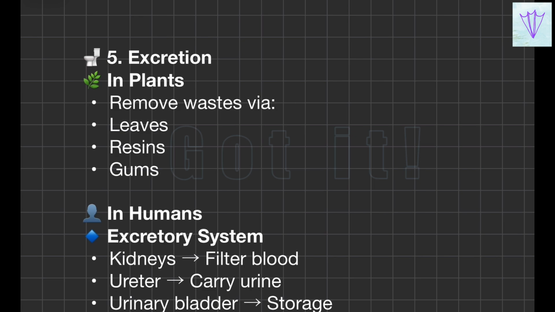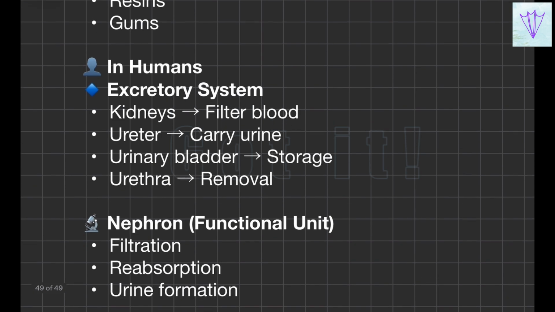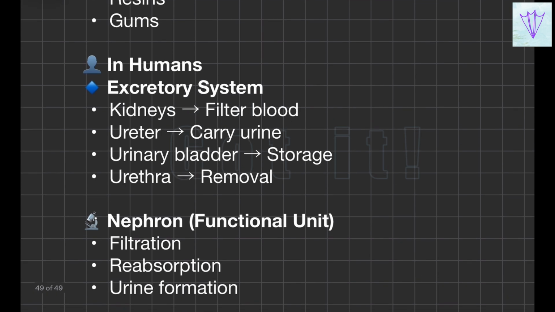Next is excretion. In plants, the excretion is to remove wastes via leaves, resins, and gums. In humans, we have a proper excretory system, which includes the kidney. The kidney is the organ which removes the toxic substance urea from the blood and filters it. And we have the ureter, which carries the urine, the urinary bladder, which is for the storage of the urine, and the urethra for the removal.